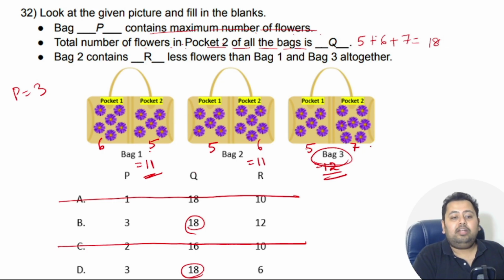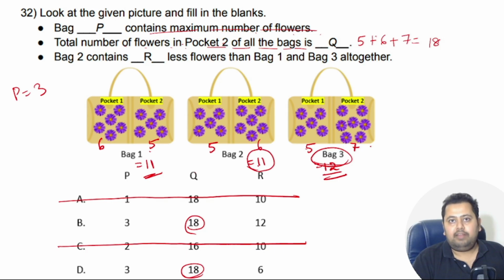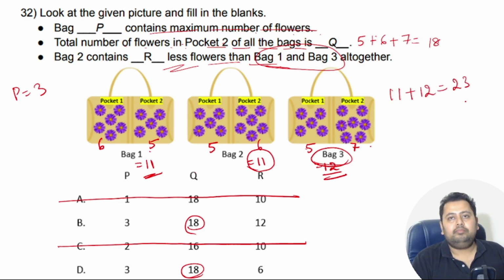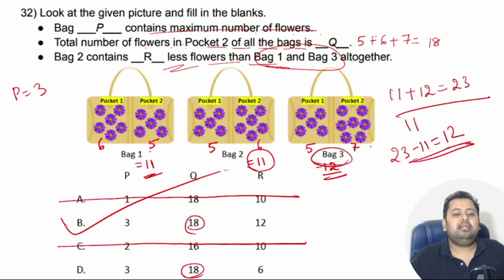Now, bag 2 contains blank less flowers than bag 1 and bag 3. So bag 2 contains how many? Bag 2 contains 11 flowers, right? And how many less flowers than bag 1 and bag 3 altogether? So bag 1 and bag 3, if you add, how many flowers are there? 11 plus 12 is equal to 23, right? And bag 2 contains how many flowers? That is 11. So 23 minus 11 is nothing but 12. So option B is the correct answer.